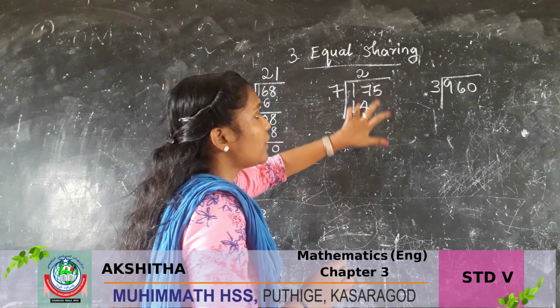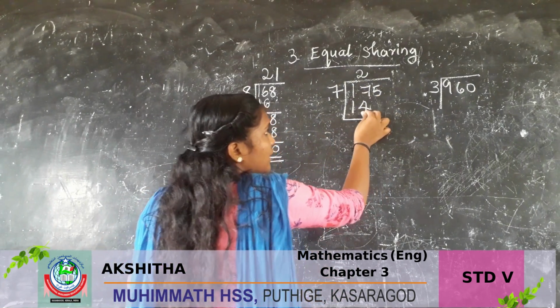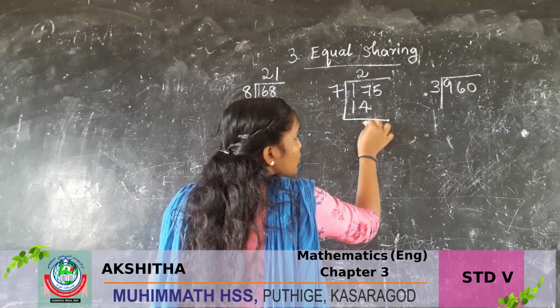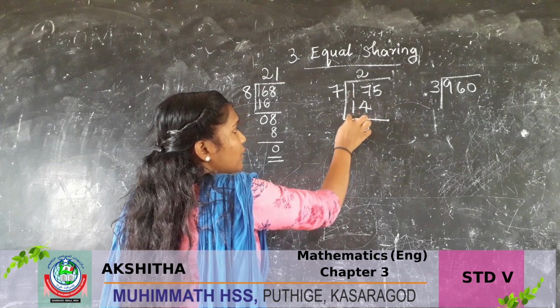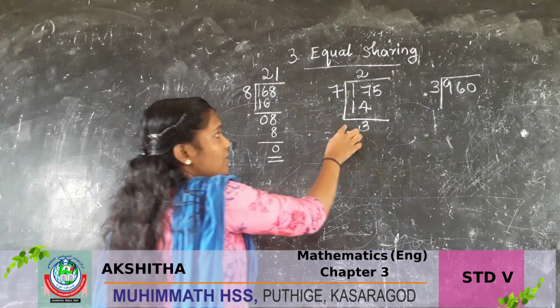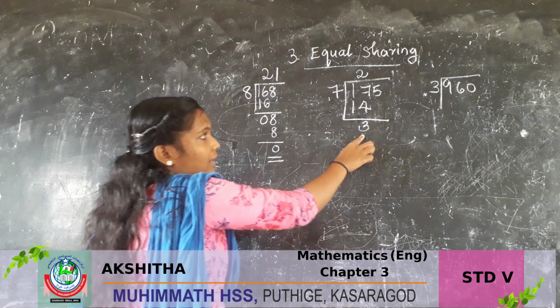So 7 2 times 14. Next 17 minus 14. 3, right? So we should write here 3. 7 minus 4, 3. 1 minus 1 is 0. I am not writing this. 7 minus 4 is 3. So we should write here 3.